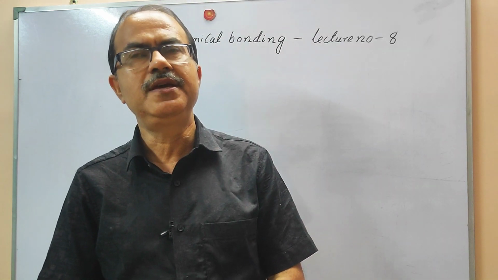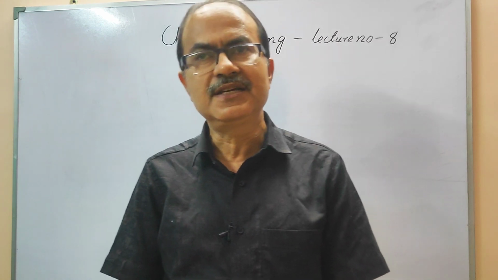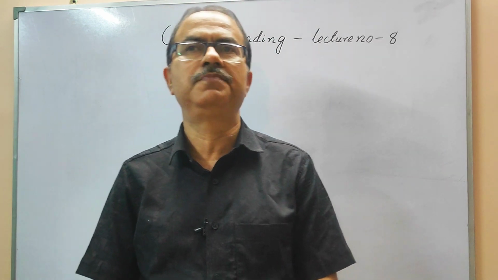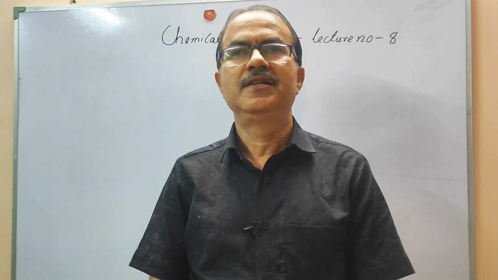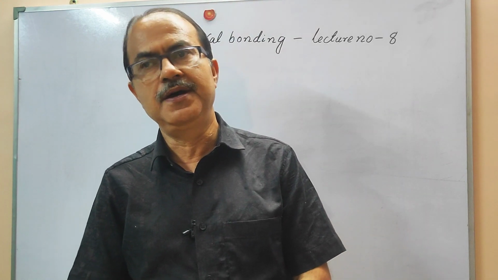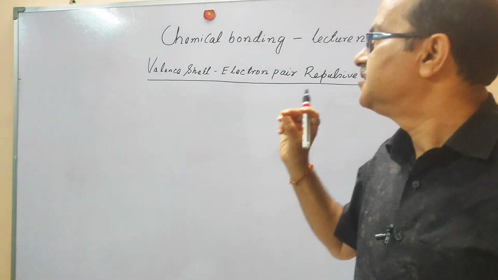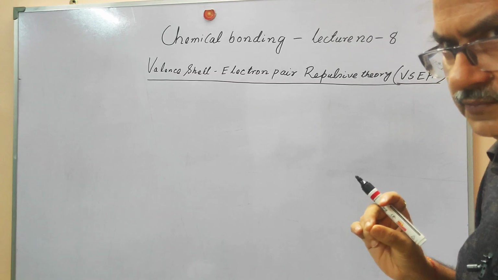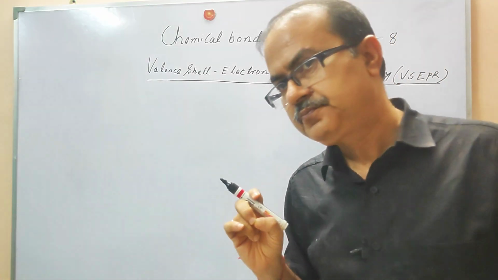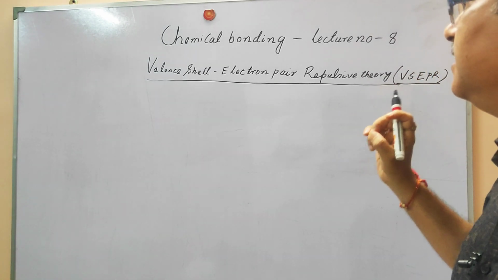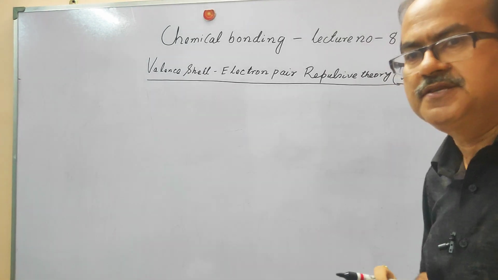This theory is basically based on the repulsive interaction of the electron pairs in the valence shell. So today's lecture is the valence shell electron pair repulsion theory, a very important theory that helps us to predict the shape of the molecule. In short form it is called VSEPR.